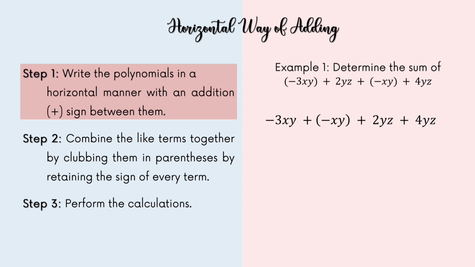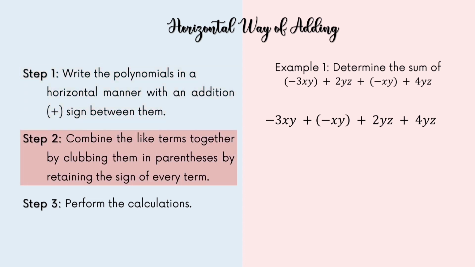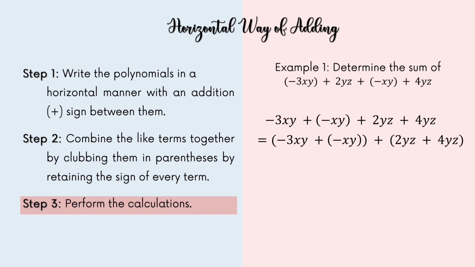Next step is we are going to combine the like terms together by clubbing them in parentheses by retaining the sign of every term. Therefore, we will have the quantity of negative 3xy plus negative xy plus the quantity of 2yz plus 4yz. Next is we are going to perform the calculations. And therefore, we will have negative 4xy plus 6yz. And this is now our final answer.